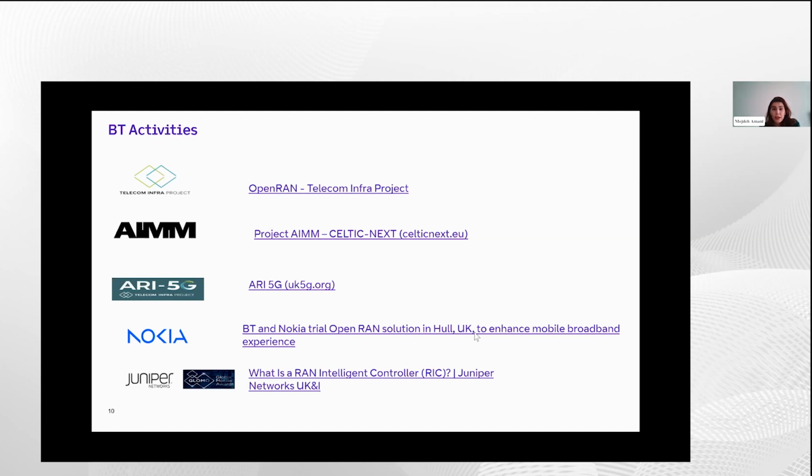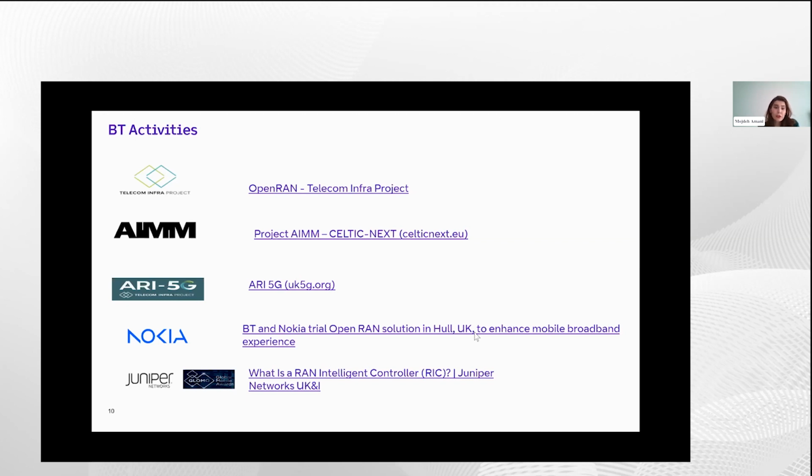We had a live trial with Nokia in a location called Hull to enhance the mobile broadband experience, and a few use cases were tested as part of the live network. You can also follow the link to see the use cases which we have tested. It was advanced traffic steering and capacity management as part of this trial.